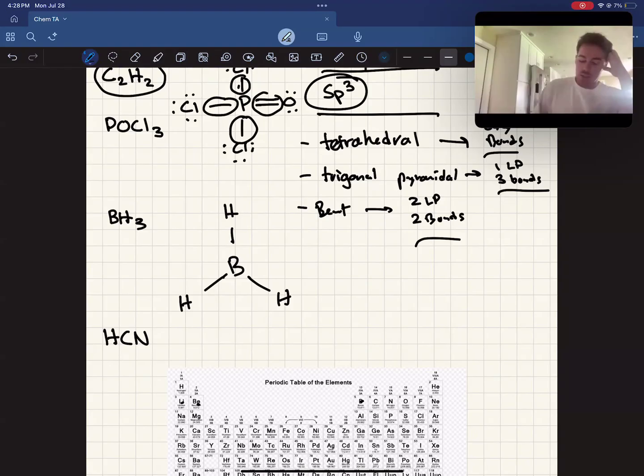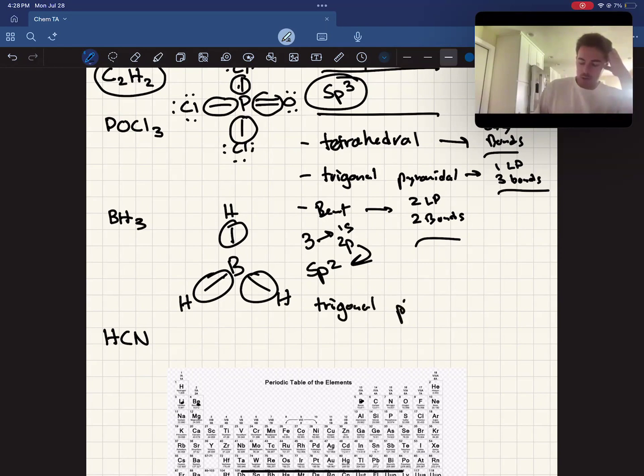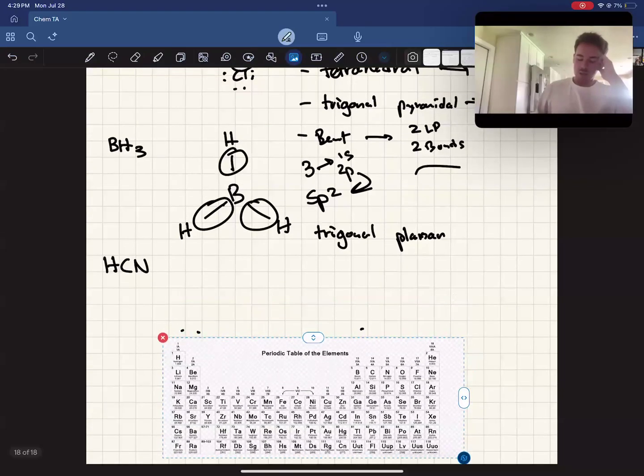For the hybridization, we have three areas, 1, 2, 3. So it's going to be sp2 because we need one s and two p's. One s orbital and two p orbitals make sp2. So we have three sp2 hybrid orbitals there, and the shape is going to be trigonal planar, which is just like the three sticking out flat on a surface, like a plane. Okay, that's that one.